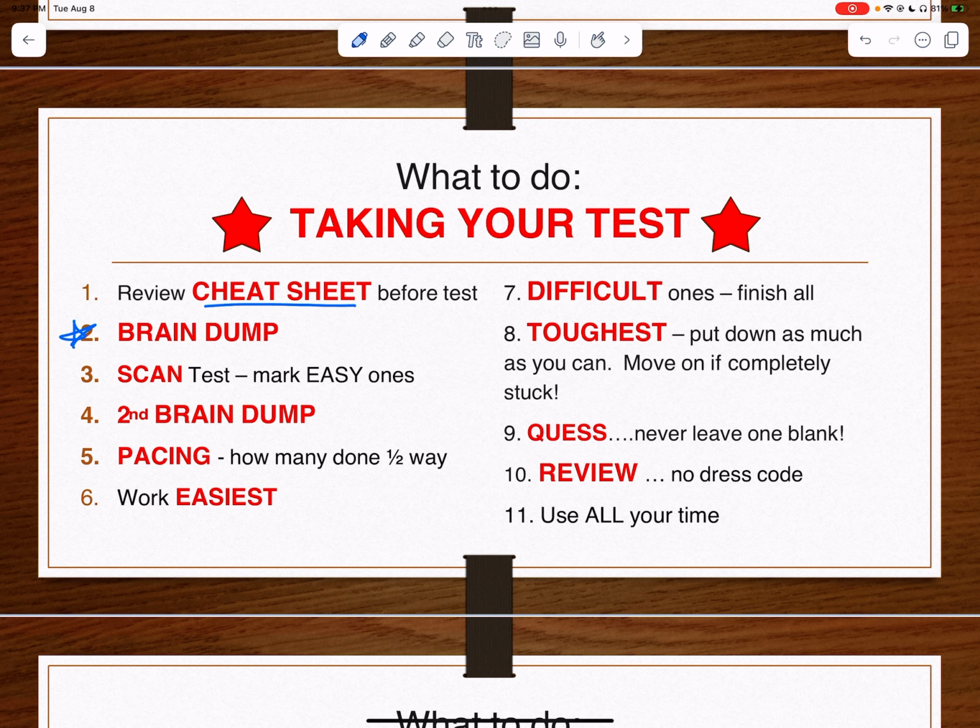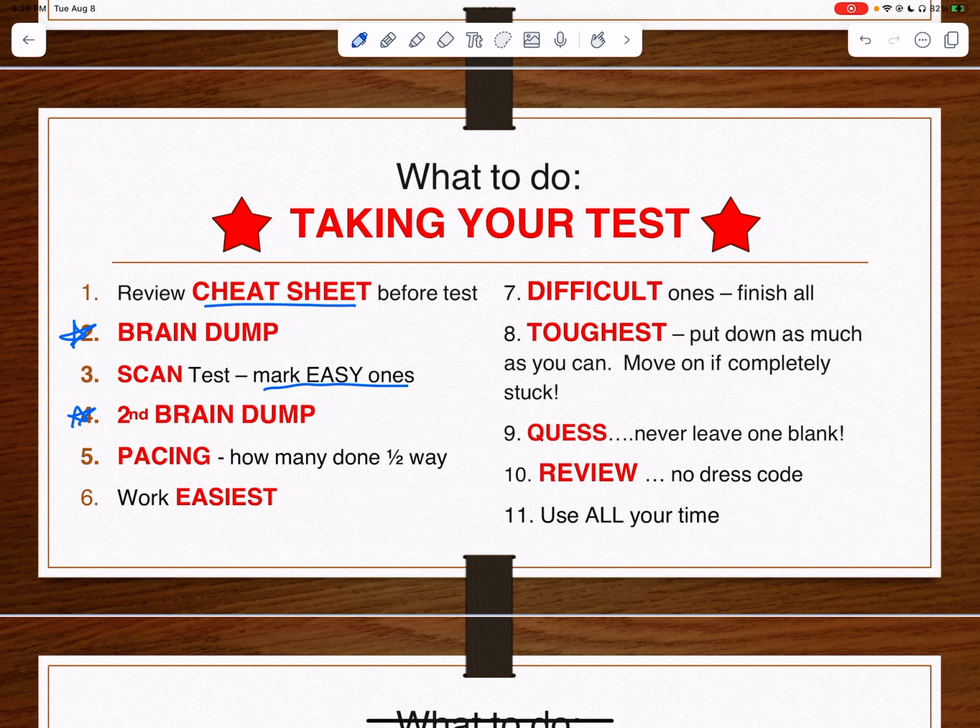Then I want you to scan the test. Okay, it's paper and pencil, so just go through and look at the test. And I want you to mark the easy ones. Put a check mark or a dot or something by them. Those are going to be the ones you're going to do first, okay? Then, after you've scanned the whole test, it might jog your memory. Oh, yeah, there's the quadratic formula. I want to make sure I don't forget that. So you do that second brain dump. You may have written down everything you need, but if not, go ahead, give yourself time to do that.